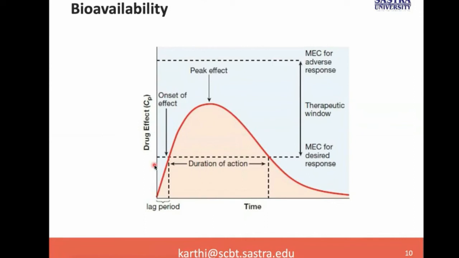So this is a graph drawn between time on the x-axis and the drug effect on the y-axis, or Cp here is the plasma concentration. Again I repeat, the simple graph is drawn between time on the x-axis and the plasma concentration Cp, drug effect, on the y-axis. Cp is the plasma concentration of the drug molecule in the plasma, right?